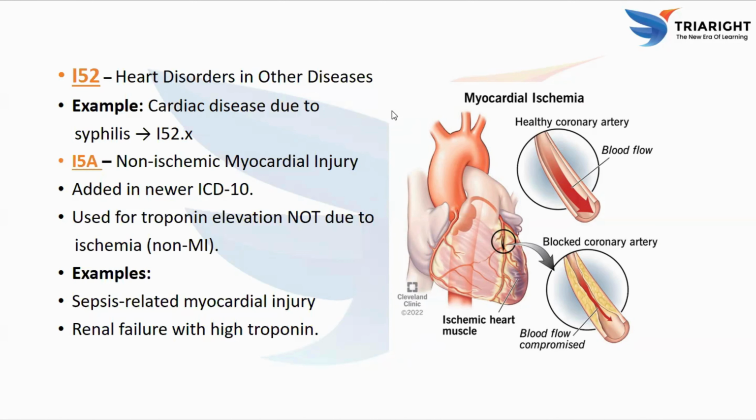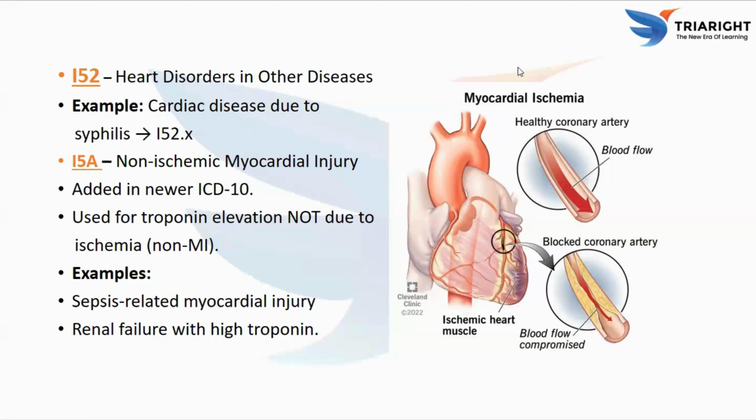It covers heart disorders in other diseases. This code is used when a heart condition is caused by a disease that belongs in another ICD-10 chapter, so not the circulatory chapter. Think of I52 as a heart problem due to another non-cardiac disease. For example, cardiac disease caused by syphilis. Code syphilis first, that is the A52.X category code, and then add I52.X.